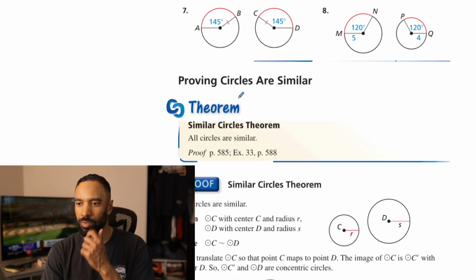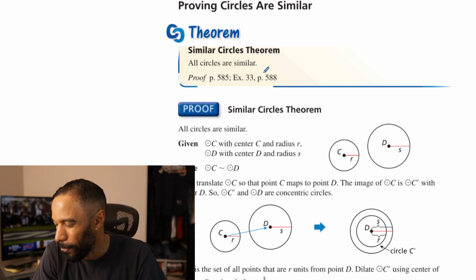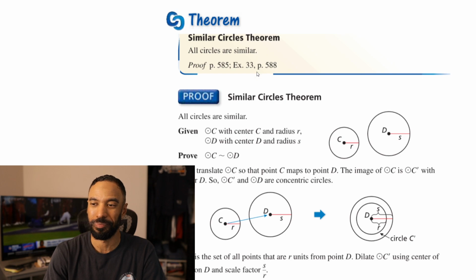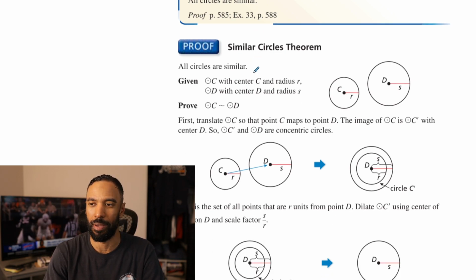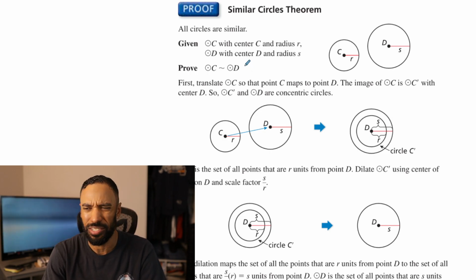All right, let's skip past that. Similar circles theorem. All circles are similar. It's a great theorem. I agree with it. You can grow and shrink them in a certain amount, right? None become oval or anything like that. You can apply dilations, which I guess is what they're asking us to do.